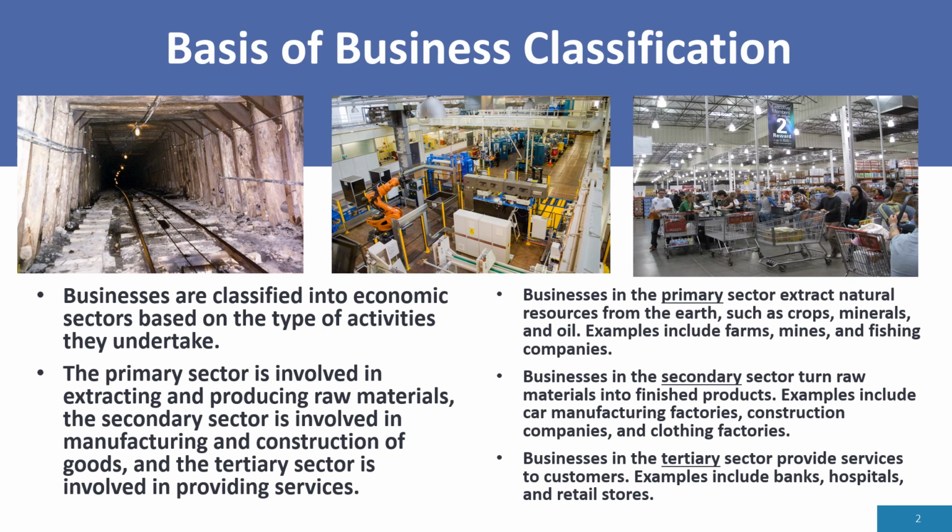Businesses in the primary sector extract natural resources from the earth, such as crops, minerals, and oil. Examples can include farms, mines, and fishing companies. Businesses in the secondary sector turn raw materials into finished products. Examples include car manufacturing factories, construction companies, and clothing factories. Businesses in the tertiary sector provide services to customers. Examples include banks, hospitals, and retail stores.